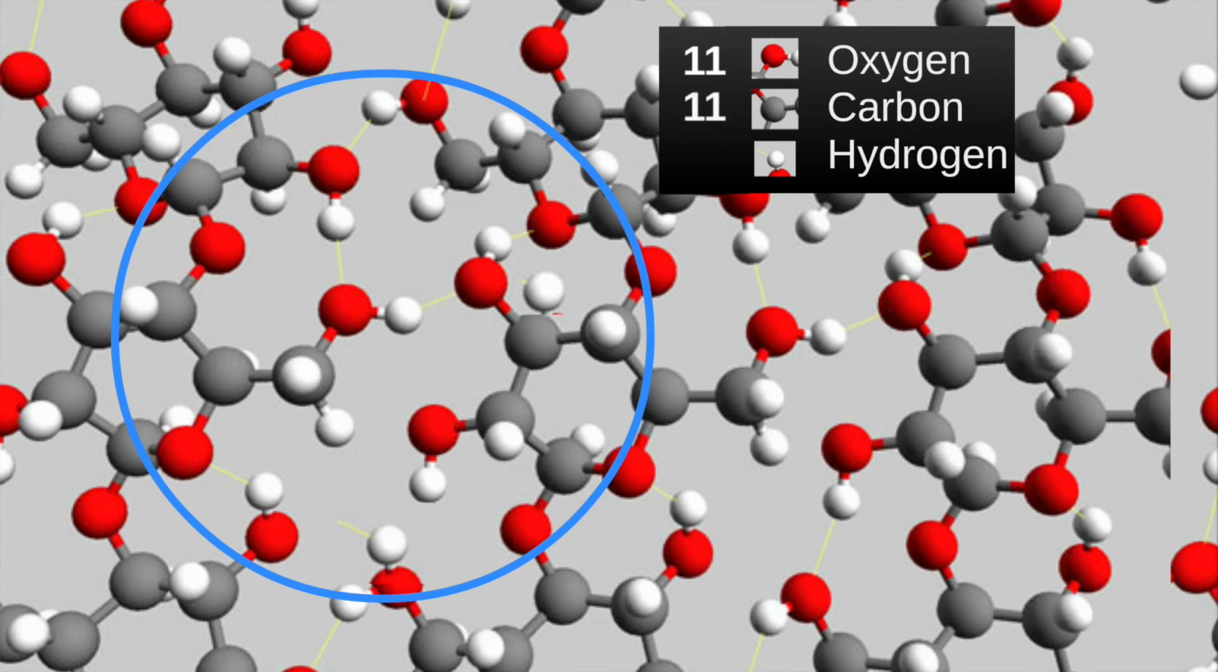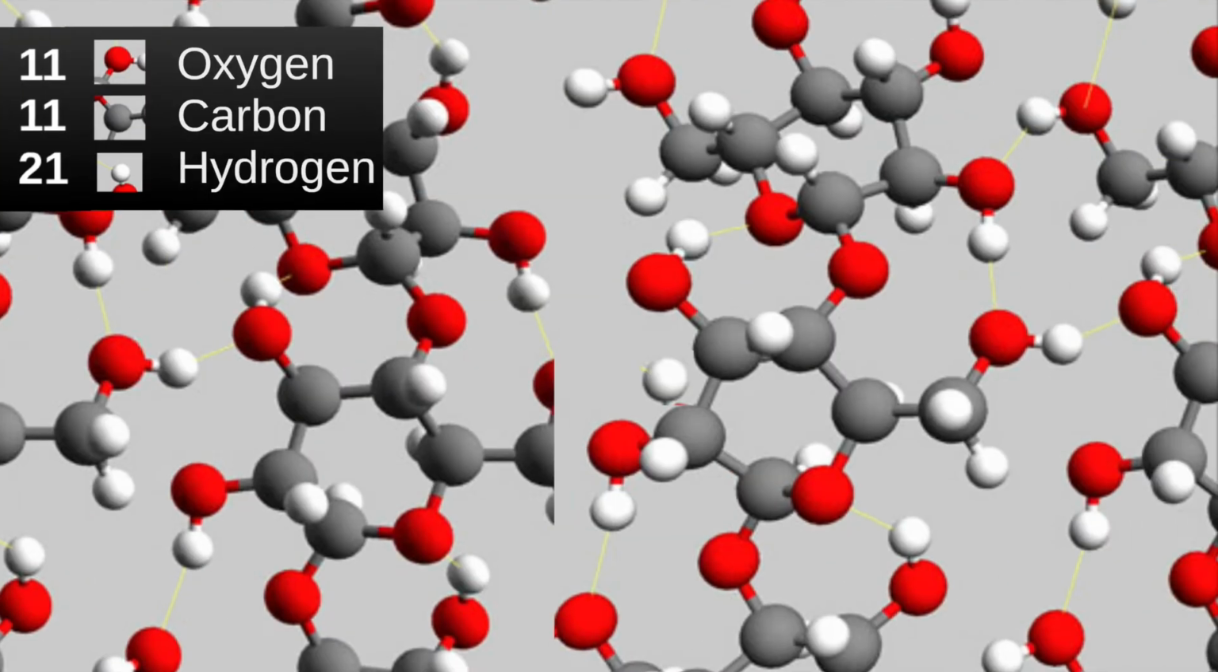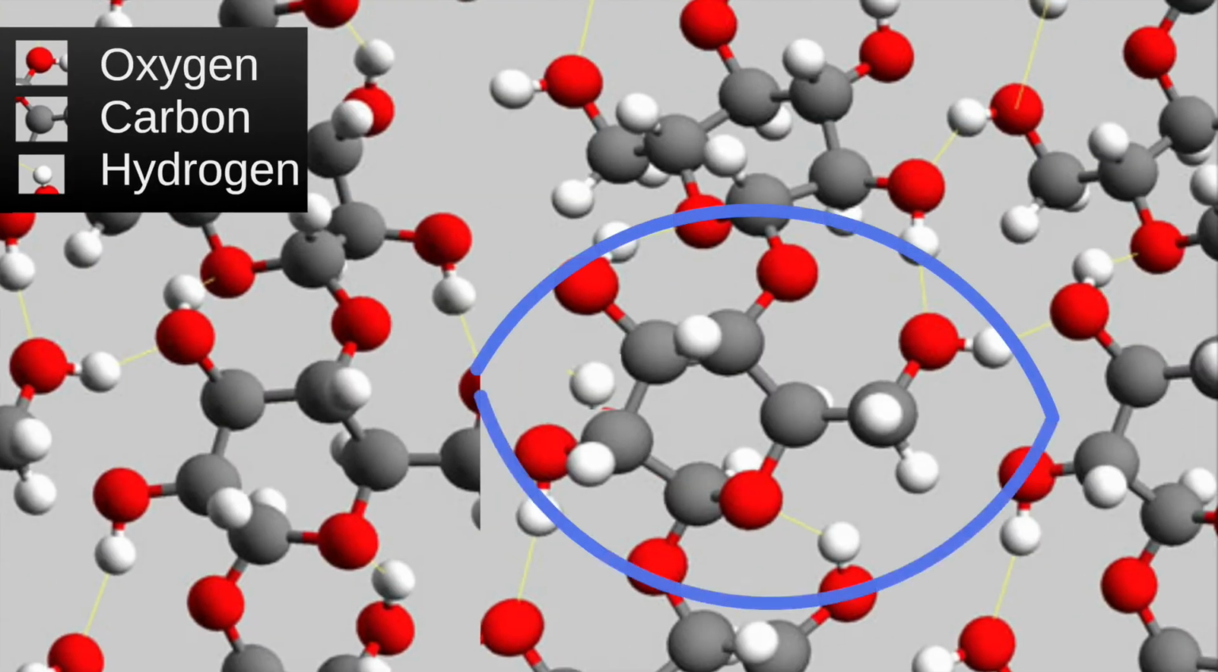All right, ready? I count 11 carbons. How many hydrogens did you get? Probably about 21. Now the thing with a ratio is we should find this same pattern of 11 to 11 to 21 or thereabouts in another section. So here, let's zoom in on this area.